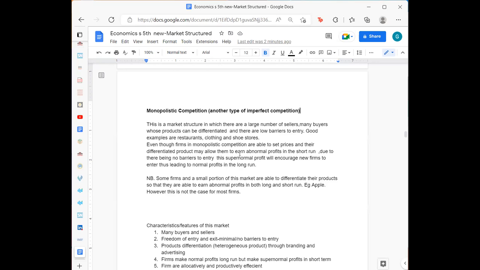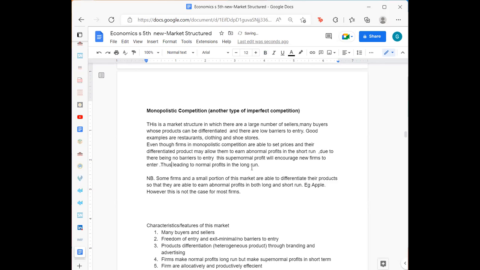So even though the firms are able to set their price, and they're able to differentiate their product and earn abnormal profit, there are no barriers to entry. This supernormal profit will usually encourage new firms to enter. It's a long sentence, so I'm going to edit it a bit. Even though firms in monopolistic competition are able to set prices and their differentiated product may allow them to earn abnormal profits in the short run, due to there being no barriers to entry, this will encourage new firms to enter, right? Full stop. Thus, leading to normal profit.